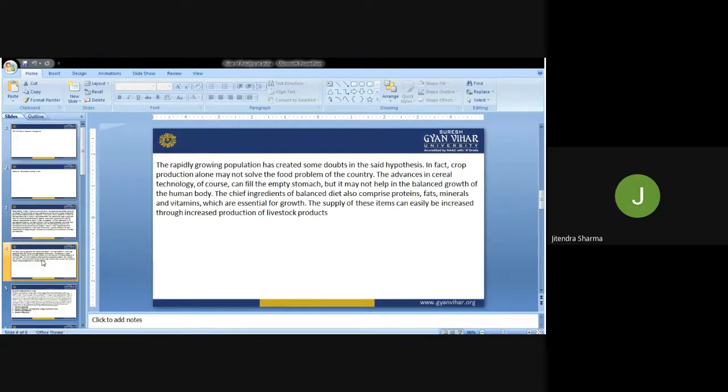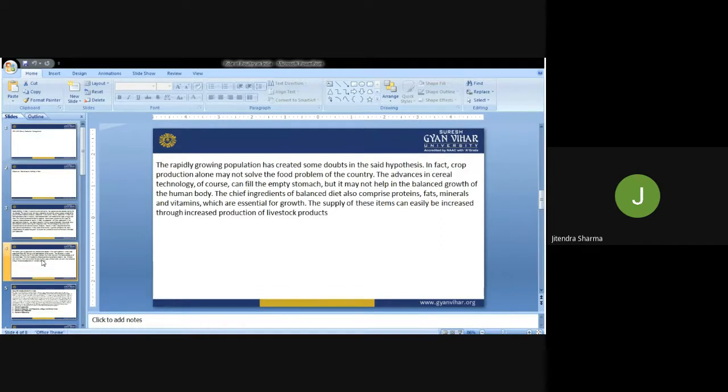The rapidly growing population has created some doubts in the said hypothesis. In fact, crop production alone may not solve the food problem in the country. The advances in cereal technology, of course, can fill the empty stomach, but may not help in the balanced growth of the human body. I have already discussed that the nutritional status of the countrymen is not up to the mark, because only through the green revolution have we achieved the grain requirement of the countrymen. But only the filling of the stomach is not sufficient.